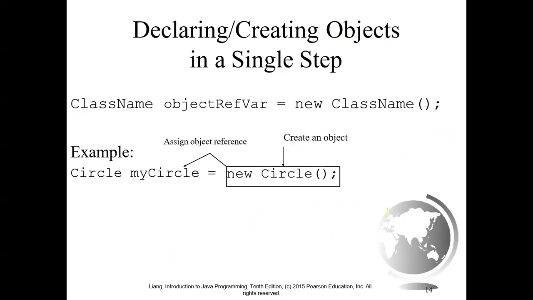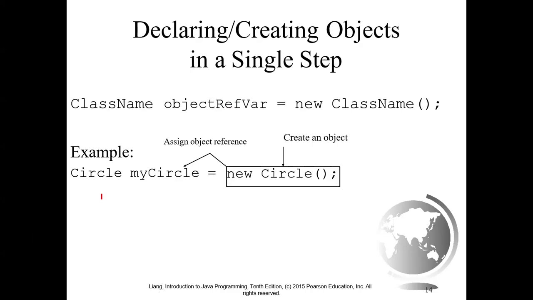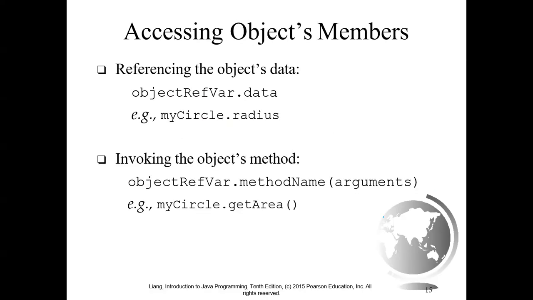Okay, that is what we are just talking about with references. A class name usually goes first, right, here. And after that is the object reference variable. Object reference is pointing to somewhere. And we are always using new to create an object. And then as we just mentioned, how to reference the object's data.